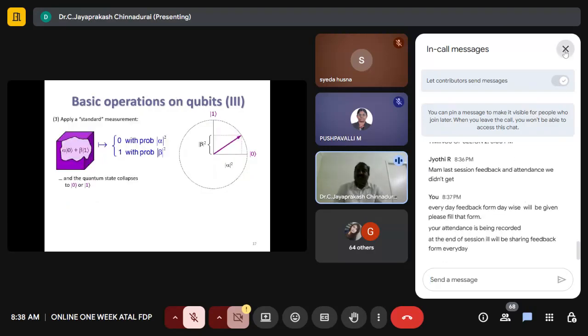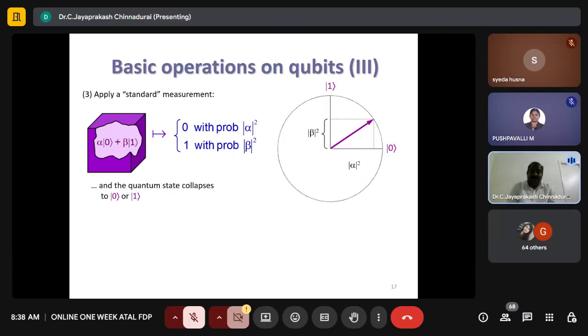And the basic operations on qubits, probability: apply standard measurements, alpha into the state ket of 0 plus beta into ket of 1. So we have 2 states. And what is the output? What is the probability we can get? We can get 0 with probability alpha whole square, and we get 1 with the probability of beta whole square. So this is the way we can represent the basic operations on qubits.